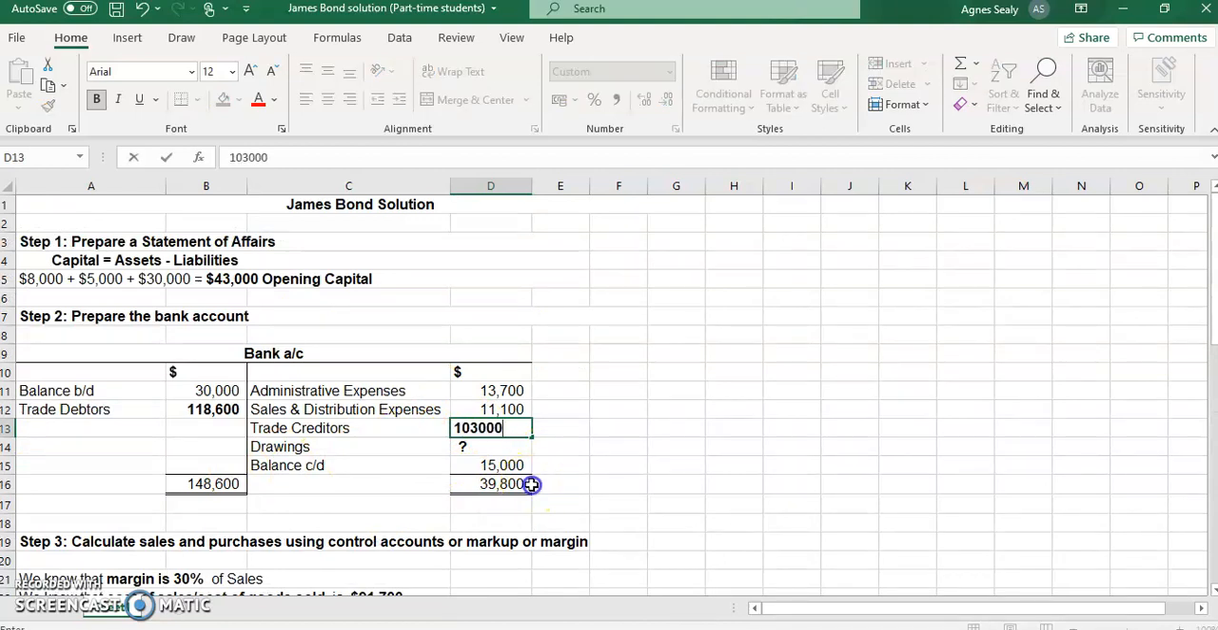103,000. And since now we only have one missing figure, we add the debit side of our bank account, and that came to $148,600. But the credit side of our bank account is only $142,800. So to work out our drawings would be 148,600 minus 142,800, which gives us drawings of $5,800. So now we know our drawings are 5,800.